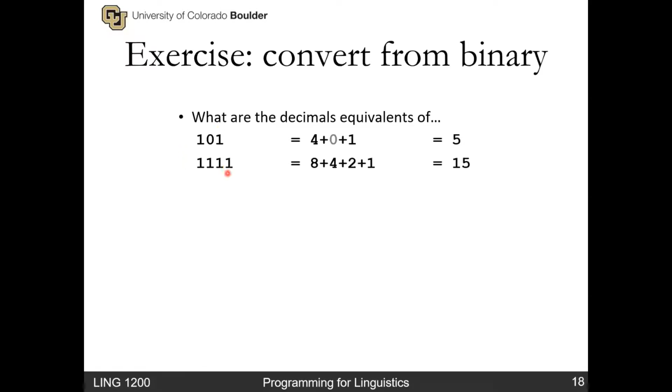Here we have the 1's position, the 2's position, the 4's position, and the 8's position. Each one has 1 in them. So we have 8 plus 4 plus 2 plus 1. So 1111 in binary is 15 in decimal.